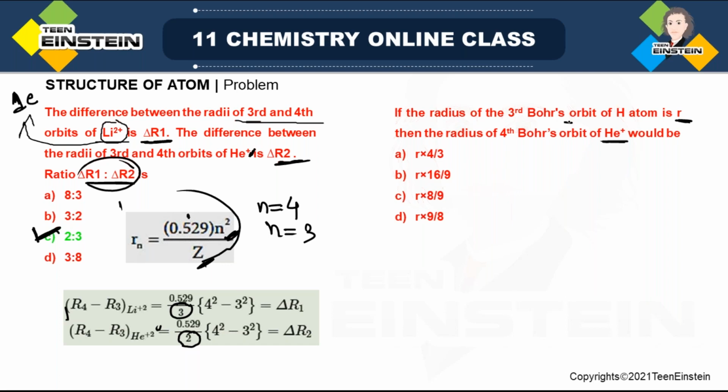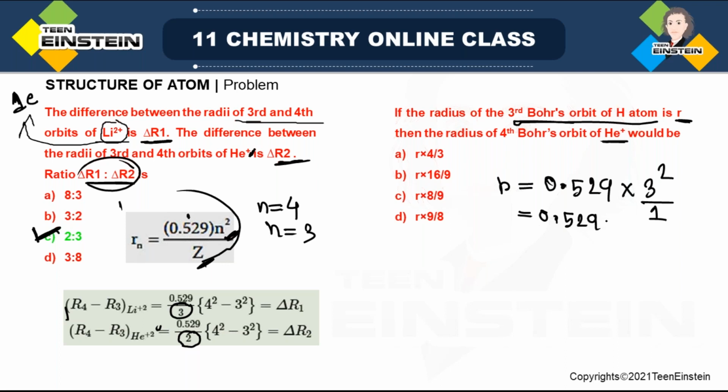According to this information, we can write R equal to 0.529 n square by Z, and n in this case is 3. So it is 3 square divided by 1, that is 0.529 multiplied by 9. Just keep it like this. You don't have to do the full calculation. Don't waste your time. Now come to the helium system.